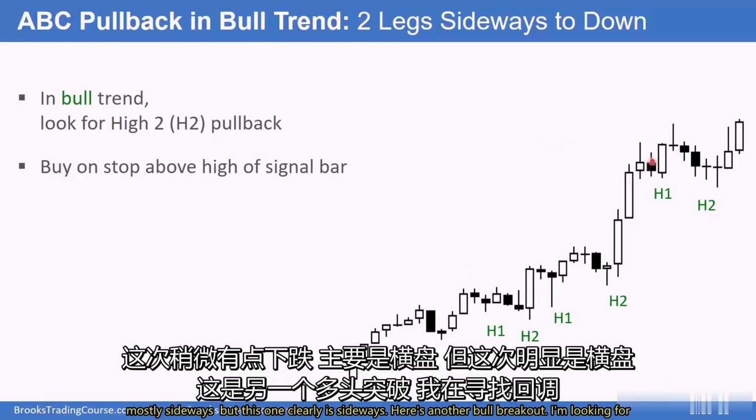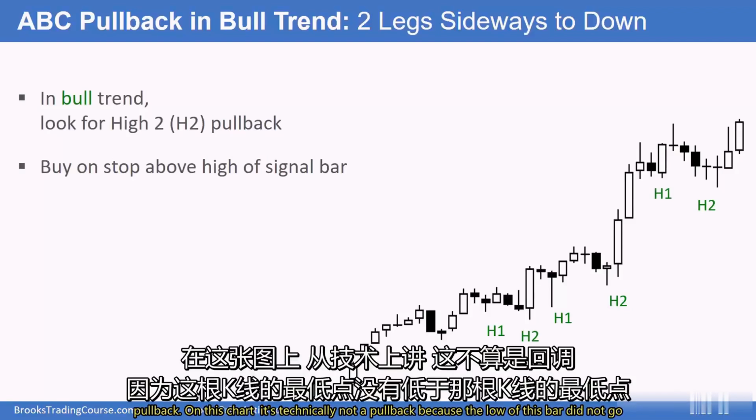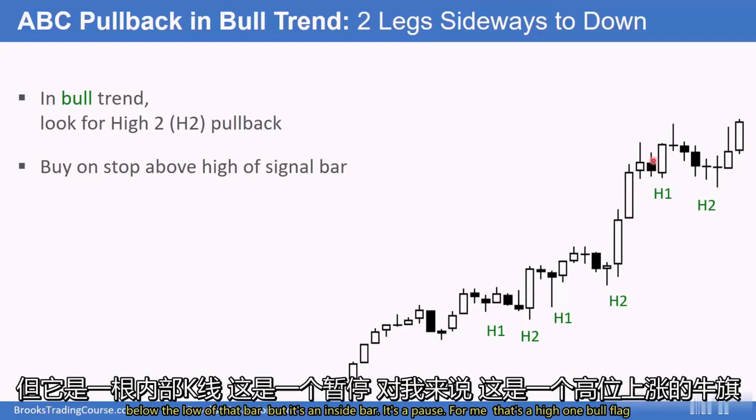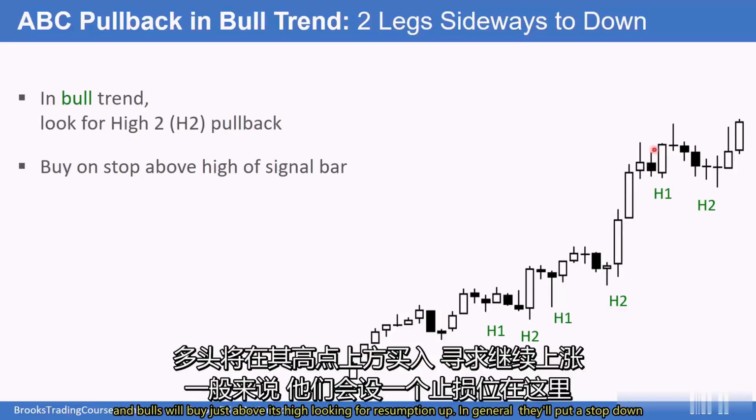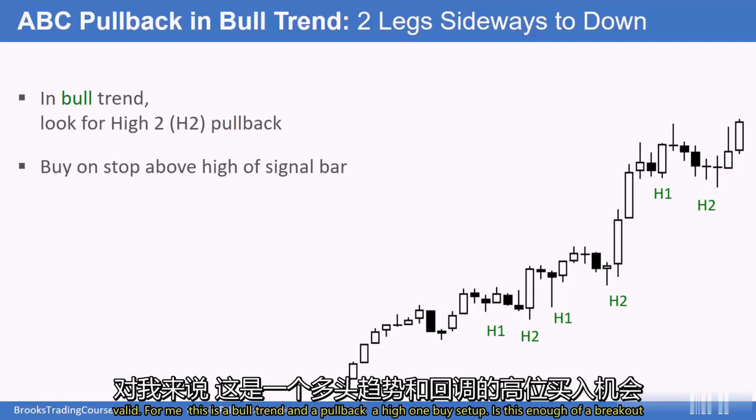Here's another bull breakout. I'm looking for pullbacks. Okay. This is an inside bar, but it has a bare body. On a smaller time frame, that's a small pullback. On this chart, it's technically not a pullback because the low of this bar did not go below the low of that bar, but it's an inside bar. It's a pause. For me, that's a high one bull flag, and bulls will buy just above its high, looking for resumption up. In general, they'll put a stop down here because sometimes the market will go sideways and then slightly lower, but the trade is still valid.